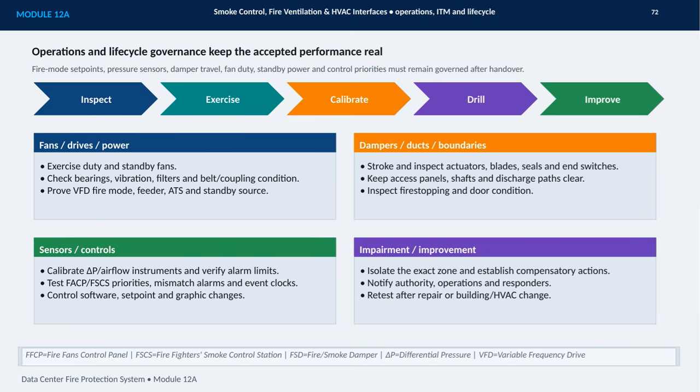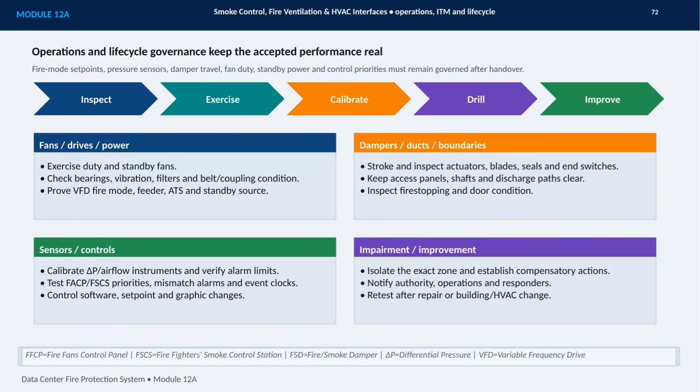For fans and drives, we exercise both duty and standby equipment, check mechanical condition, and prove the VFD fire mode, feeder, automatic transfer switch, and standby source. For dampers, ducts, and boundaries, we stroke actuators, inspect blades, seals, and end switches, and keep access and discharge paths clear. We also verify fire stopping and door condition.